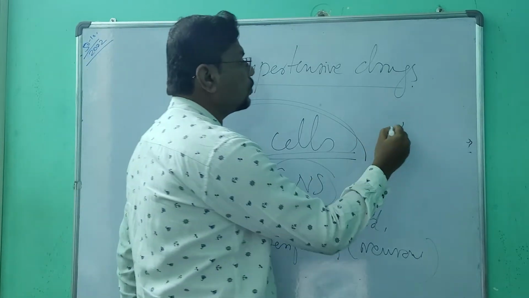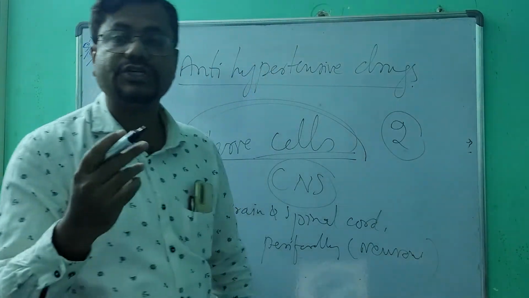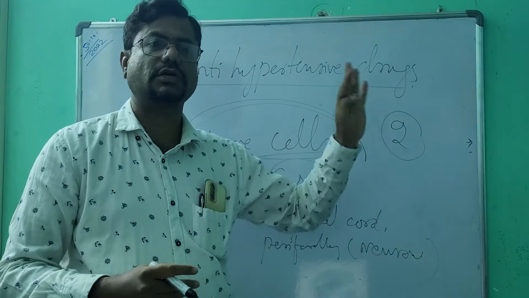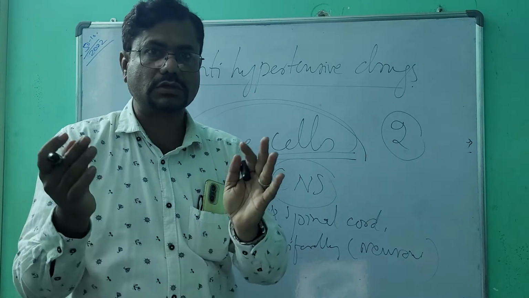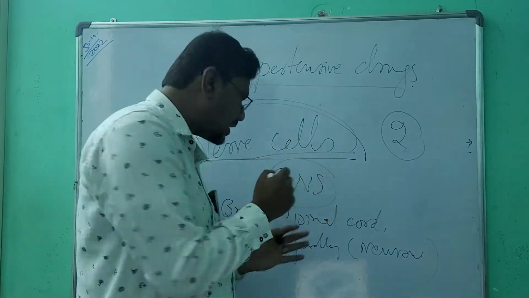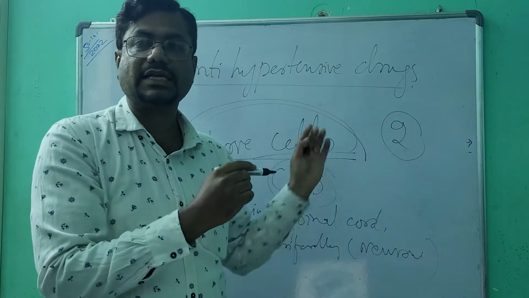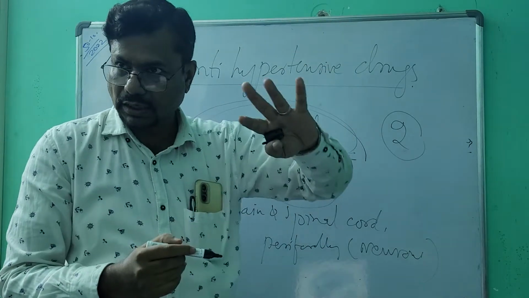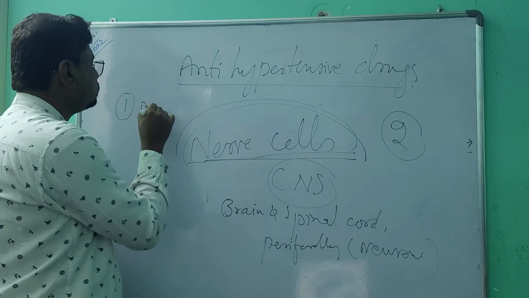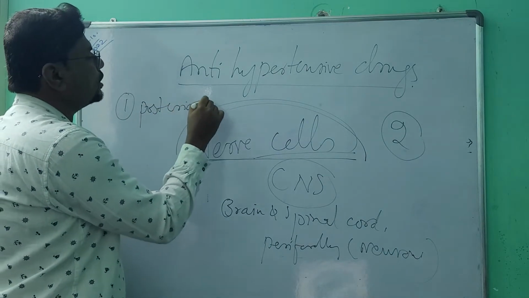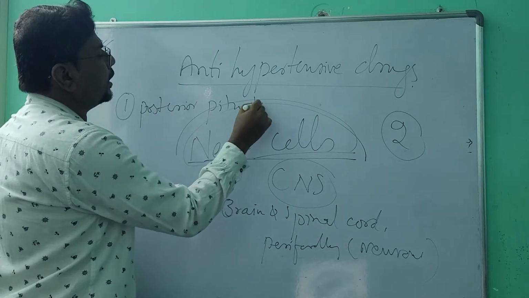But there are two areas in which we find these nerve cells, and we don't call them nerve cells because their function is not that of a nerve cell. That's the reason we don't say it as a nerve cell. Number one is the posterior pituitary gland.